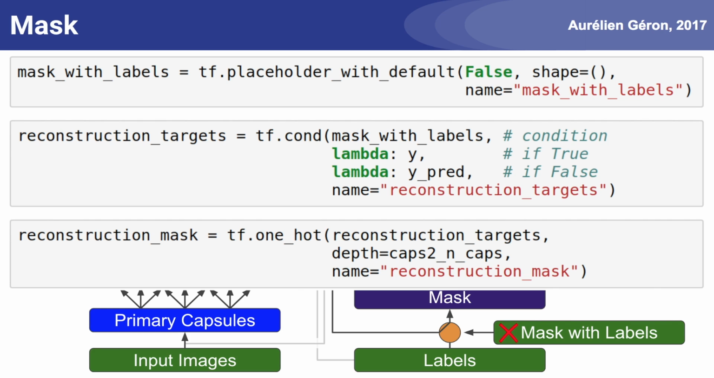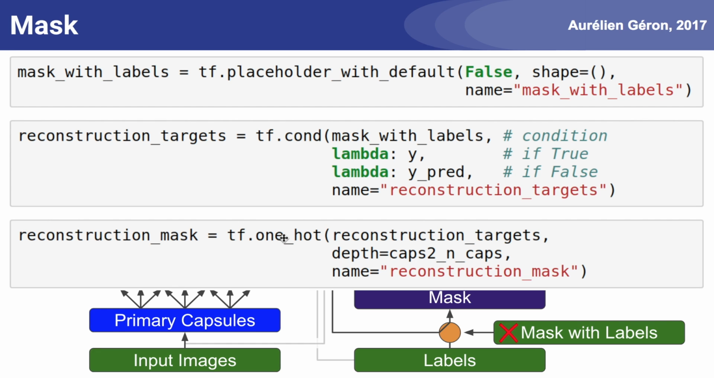We build the mask with labels placeholder, which will default to false so that we only need to set it during training. And then we define the reconstruction targets using TensorFlow's cond function. It takes 3 arguments. The first one is a tensor representing the condition, in this case simply the mask with labels placeholder. The second parameter is a function that returns the tensor to use if the condition is true, and the third parameter is a function that returns the tensor to use if the condition is false. Then to build the mask, we simply use the one-hot function.